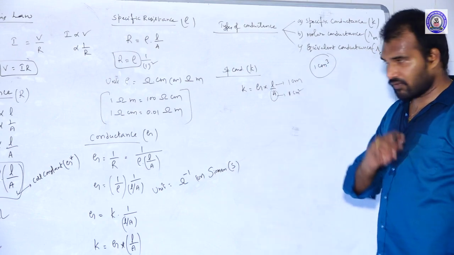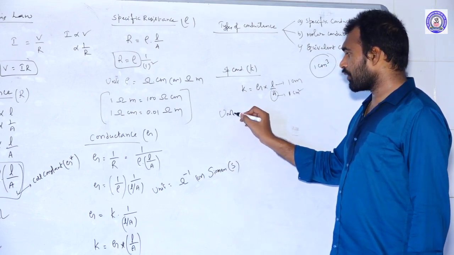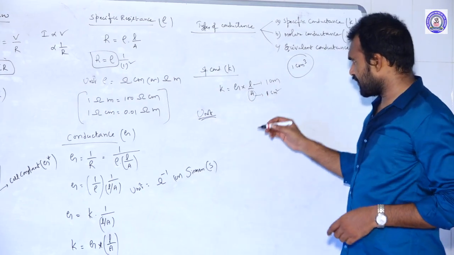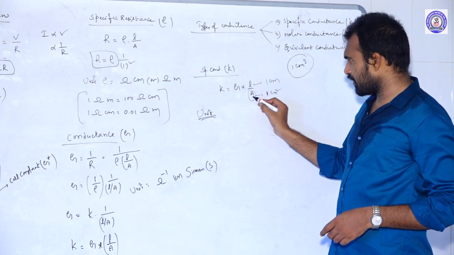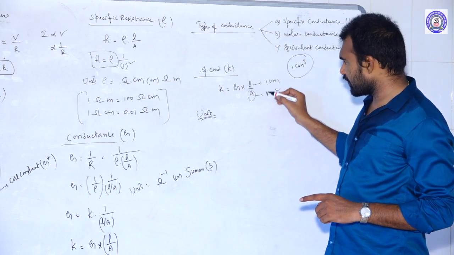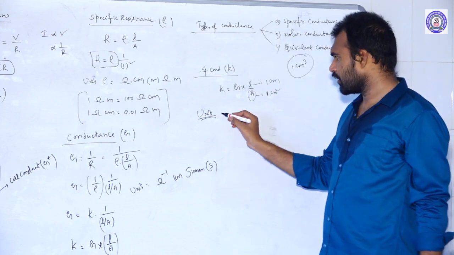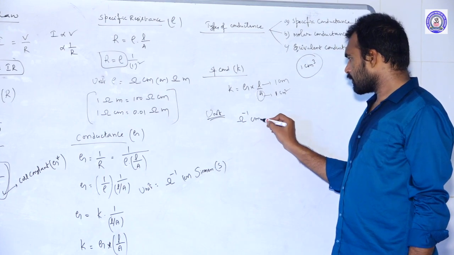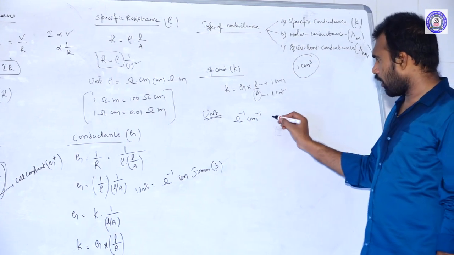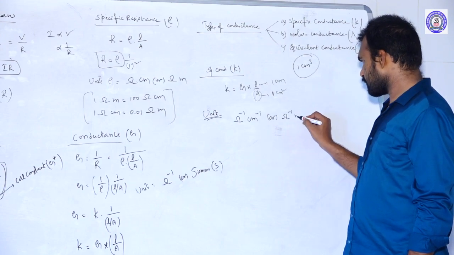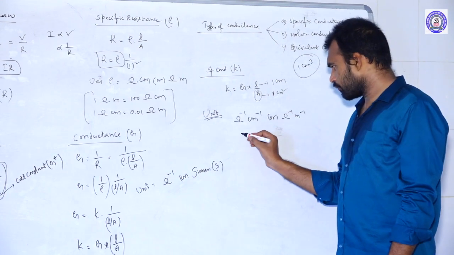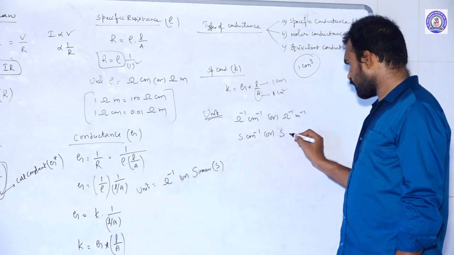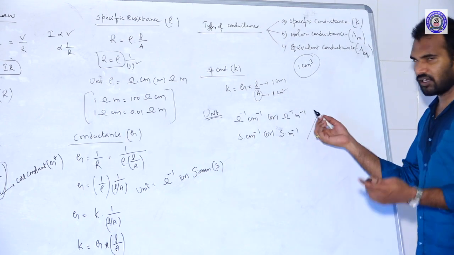Specific conductance. Here one important point, units is very important. The units of specific conductance: if you take the centimeter square and bring it to the numerator, it will be centimeter inverse. So the units of K are ohm inverse centimeter inverse, or ohm inverse meter inverse, or Siemens centimeter inverse, or Siemens meter inverse. So any one of these you can use.